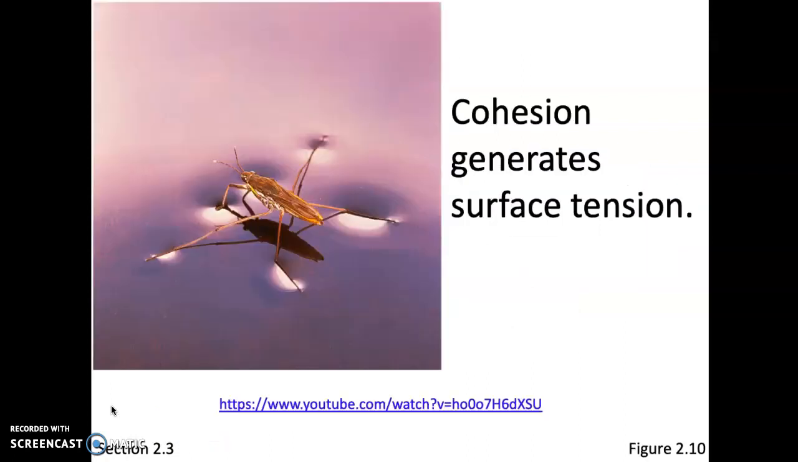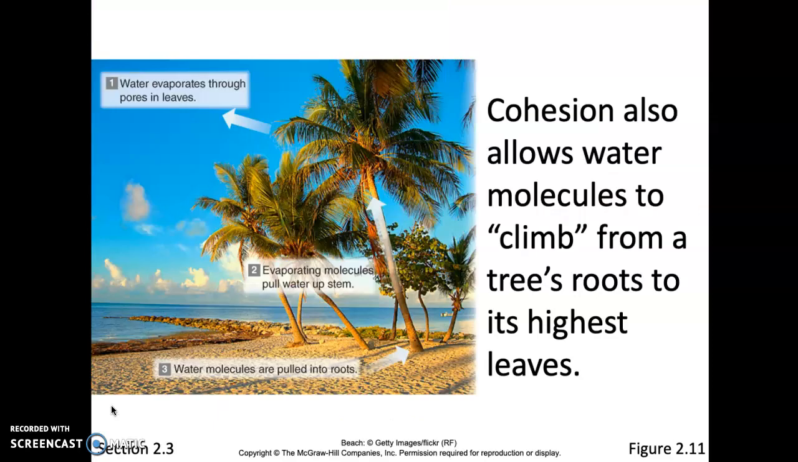And then I gave you the example of the insects that can actually walk on water. Very cool. Okay, cohesion. Why do we care? Not so much about an insect walking on the water, but it also allows water molecules to climb from the root of a tree to its highest leaves. You ever wonder about that? You water the tree on the bottom, and then the leaf at the very tippy tip, which is really far away, has to obtain that water. How does it climb against gravity and make it all the way up to that leaf on the very tip of a tree or a redwood tree?